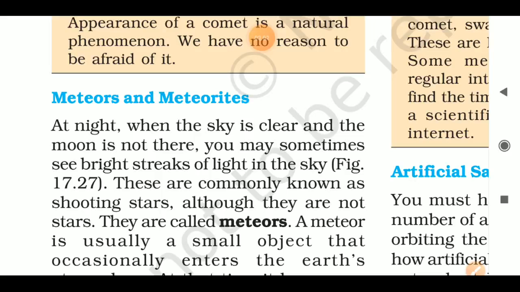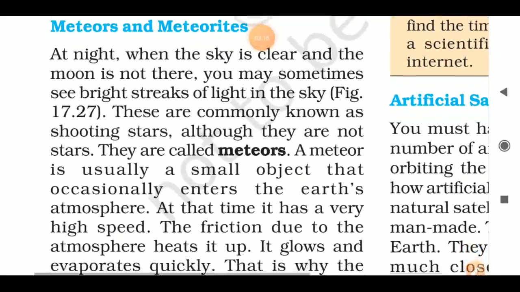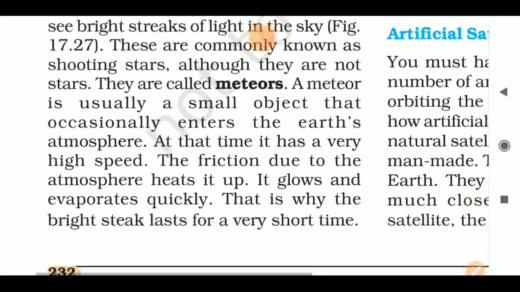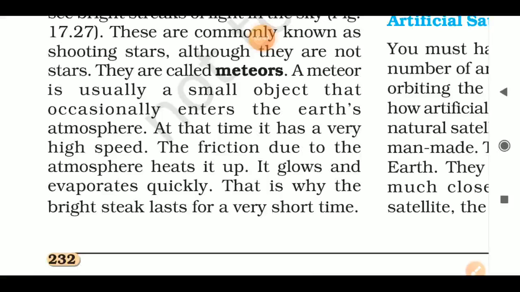You may have seen the shooting star, which appears in the sky sometimes. So actually, they are not stars; they are meteors. They occasionally enter the Earth's atmosphere, and at that time, they have a very high speed. How does it become bright? The friction due to the atmosphere heats it up. Therefore, it glows and evaporates quickly. That's why the bright streak lasts for a very short time.